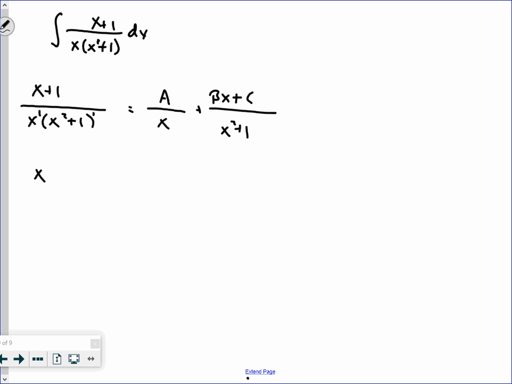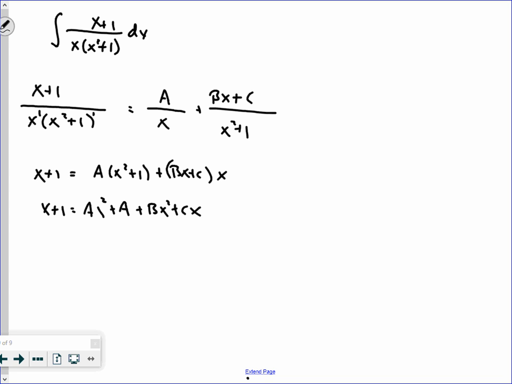We look at what the numerator would be if we combine those two fractions on the right. I've got to get x plus 1 because that's the numerator on the left. It would be a times x squared plus 1 plus bx plus c times x. So x plus 1 would be ax squared plus a plus bx squared plus cx. And now break it down to each term.